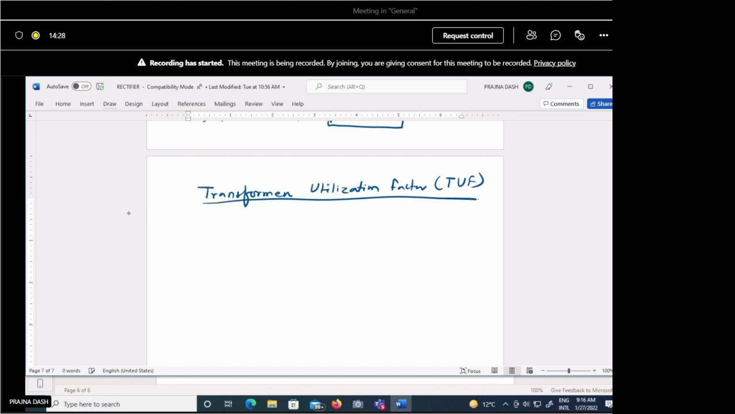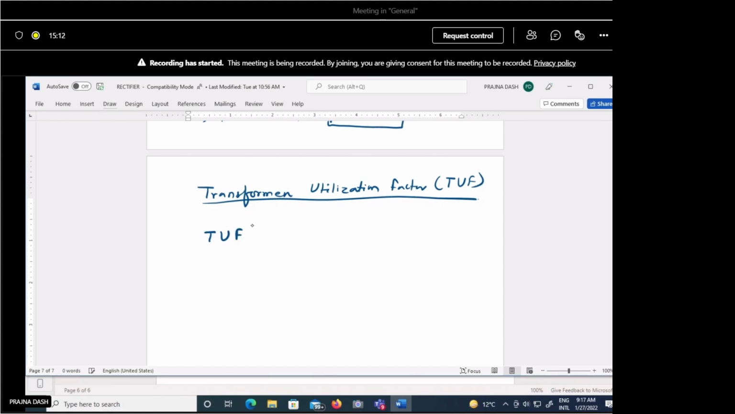This transformer utilization factor is used in the design process of any power supply wherever a transformer is used. The transformer should be chosen properly so that its rating is properly utilized. So we have to choose a proper transformer. This TUF is used for the rating of the transformer, how good the transformer quality is. Okay. So the TUF is calculated like this.